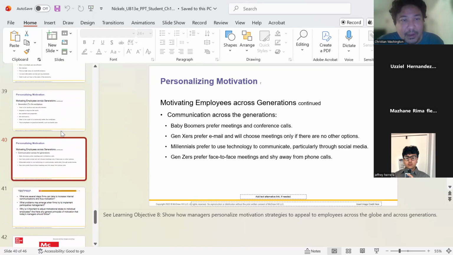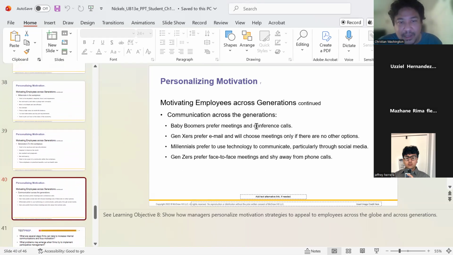So they're saying here, baby boomers prefer meetings and conference calls. Gen Xers prefer emails and will choose meetings only if they have no other options. Millennials prefer to use technology to communicate, particularly through social media. And Gen Zers prefer face-to-face meetings and shy away from phone calls, which is interesting, right? So take into consideration who your staff is, your age demographic, and also the culture you're working with, Americans, what culture they are, how this affects people.